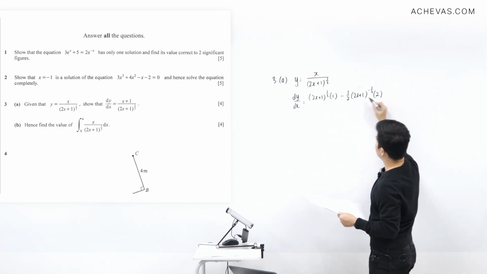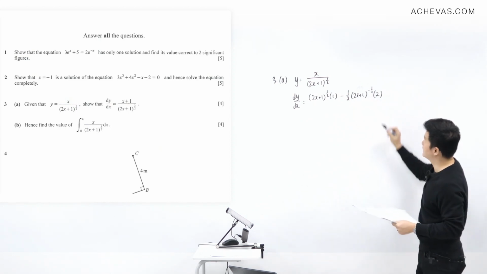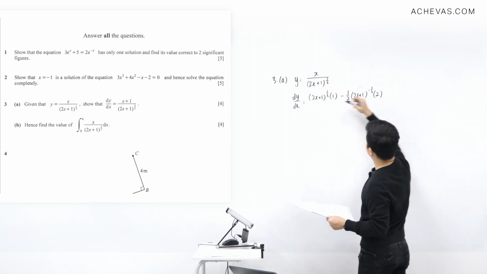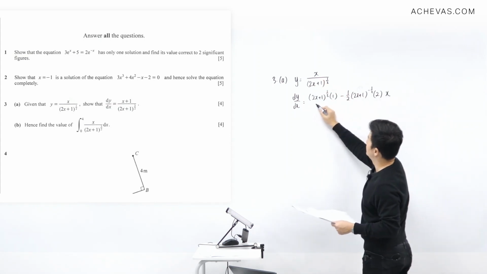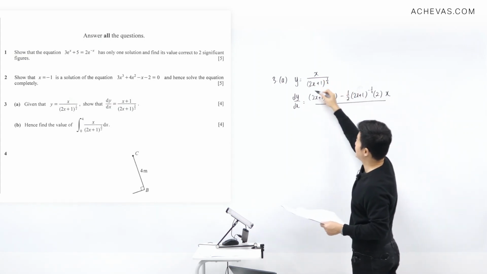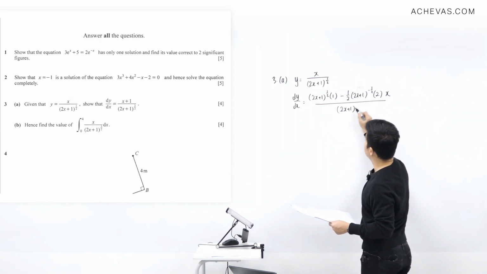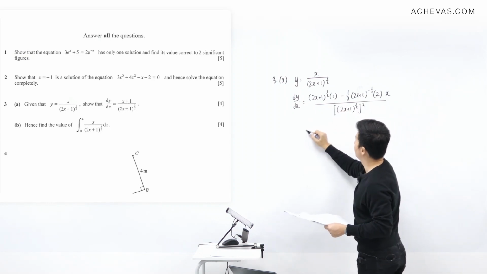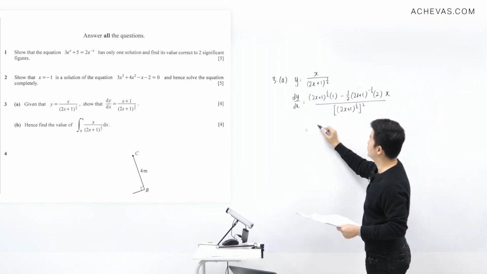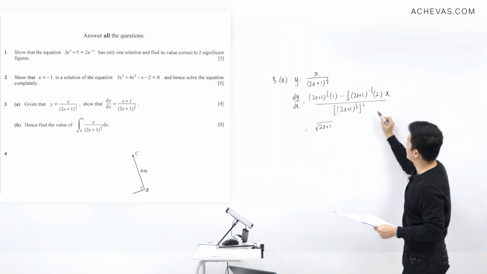Chain rule, I will be differentiating 2x plus 1. This gives me 2. Then I will multiply the numerator. This is going to be divided by the denominator squared. So we have a 2x plus 1 to the power of half. This thing here squared. So this is equal to, okay, this is equal to square root of 2x plus 1. Then 2 and 2 can be cancelled.